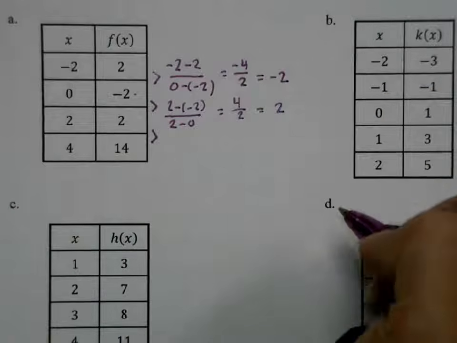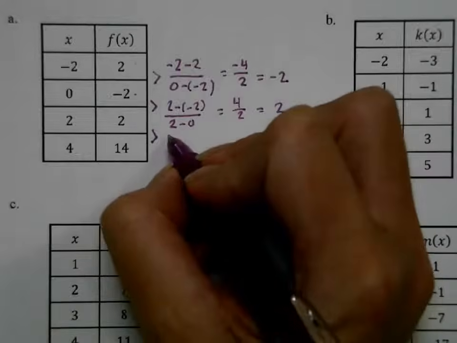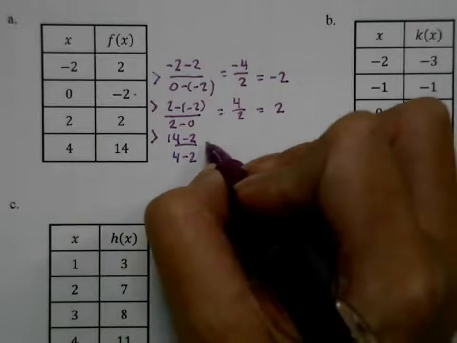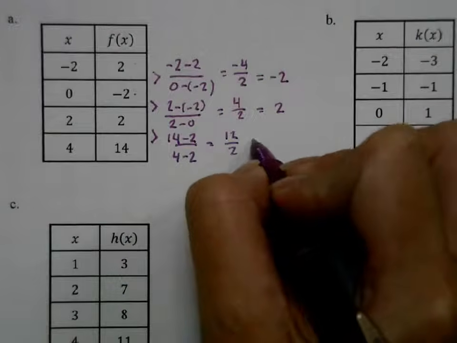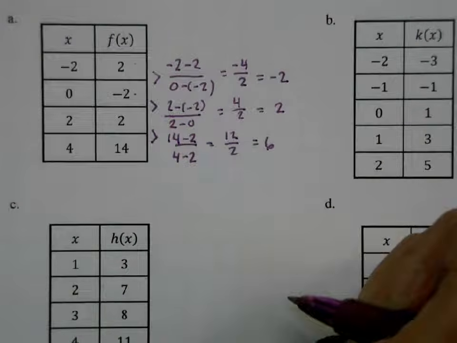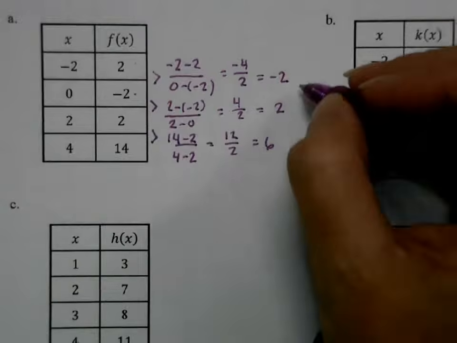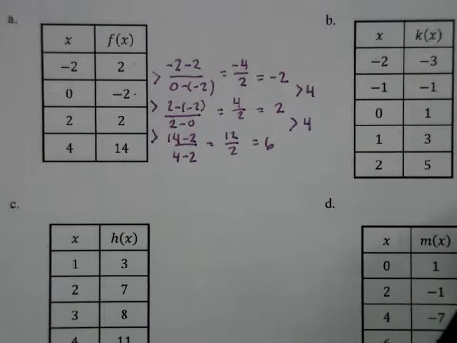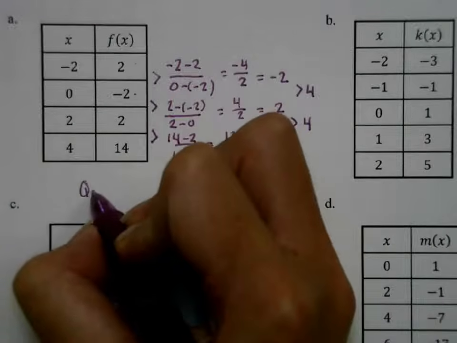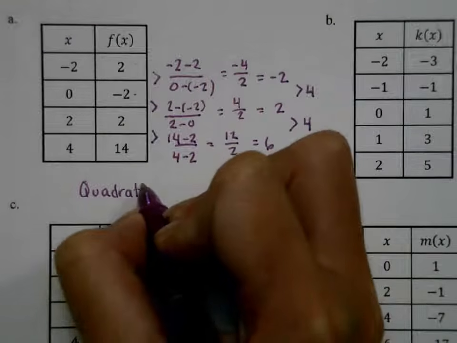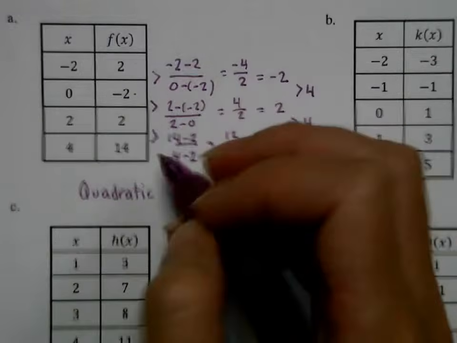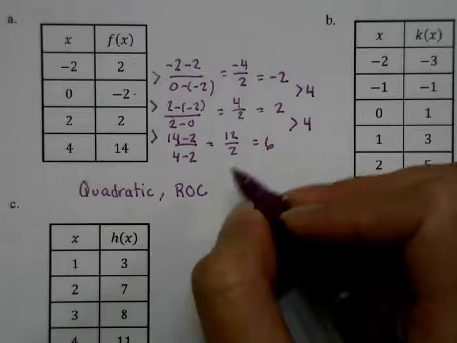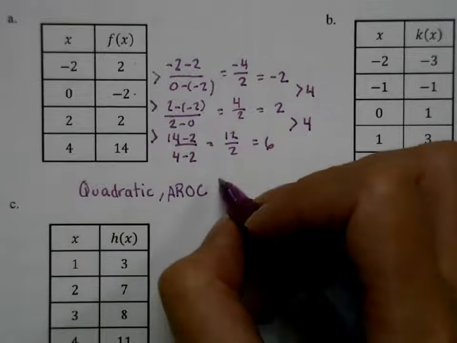We've got 14 minus 2 over 4 minus 2, which is 12 over 2, which is 6. Okay, so the rates of change are increasing, and they're increasing by a set value. So this is going to be quadratic. And our reason is that the average rates of change are linear.